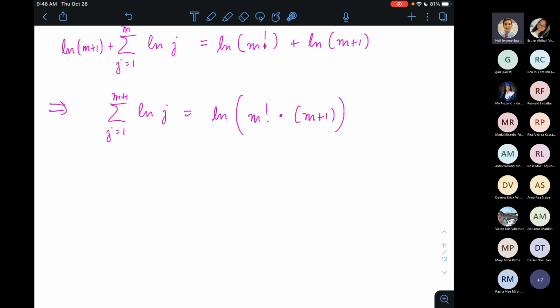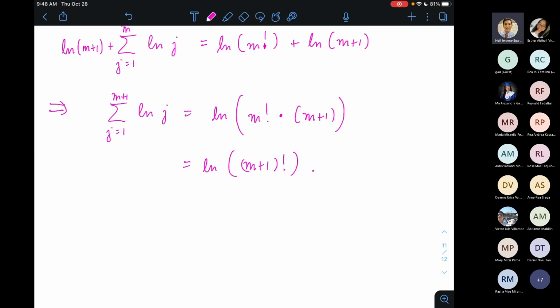Nakita ko kanina si Daniel Noel nagtaas ng kamay. So Daniel, you wanna help me? What will happen to this guy inside the natural log? It will simplify to m plus 1 factorial po. Okay, thank you, Daniel. So that would be m plus 1 factorial, right? Kasi ito ay product mula kay 1 hanggang kay m. Multiplyan mo pa siya ng m plus 1, makukumpleto na yung m plus 1 factorial.